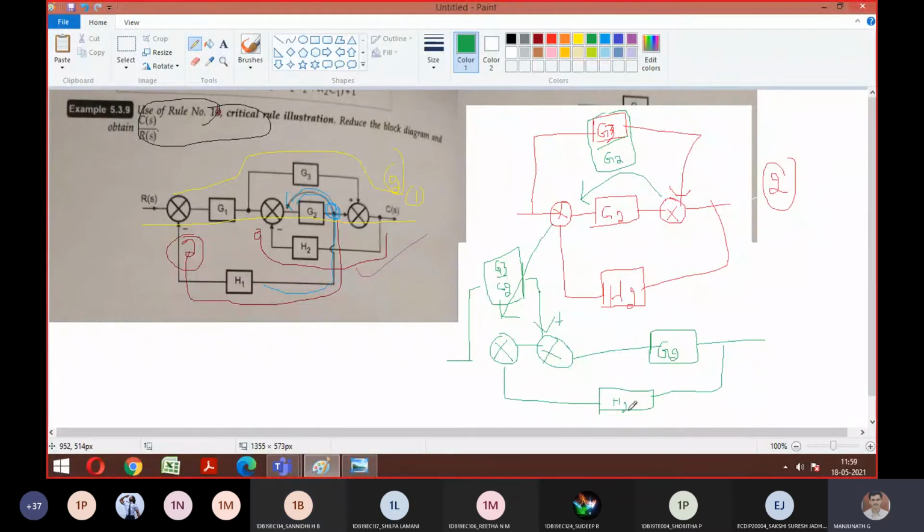If you keep the summing point like this, you can't solve the problem, because this H2 G2 should work only for this summing point, and this G3 works for this summing point. For that purpose, what I told, we can have one more technique where we can interchange the summing points. We can interchange this too, right? Yes or no? If you interchange, this will come here, this will go here. So how does it look? That is the diagram I showed there. Is it fine now?